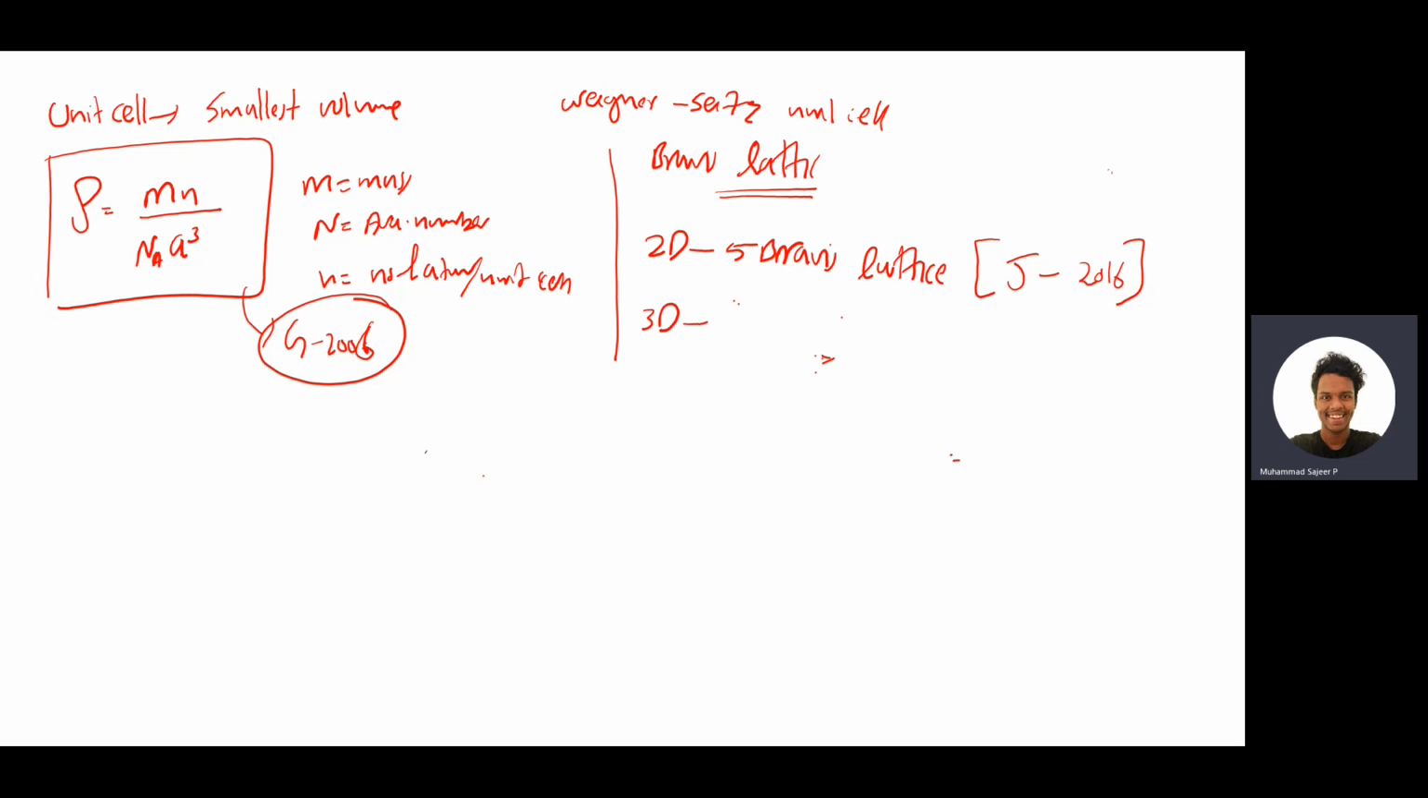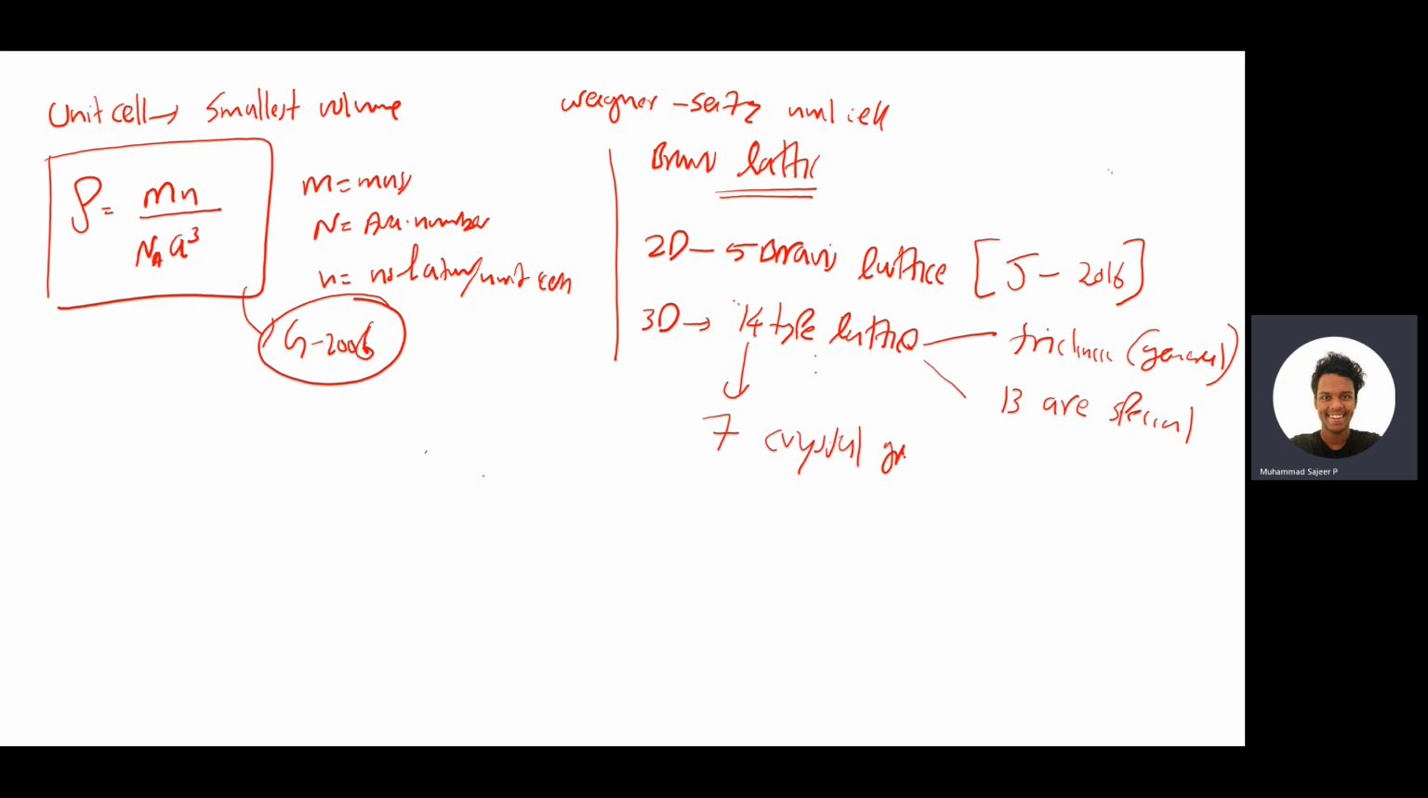In 3D, there are 14 Bravais lattices possible. Among those 14, there is the triclinic, which comes under the general case, and the other 13 are special ones. These 14 are divided into 7 crystal groups.